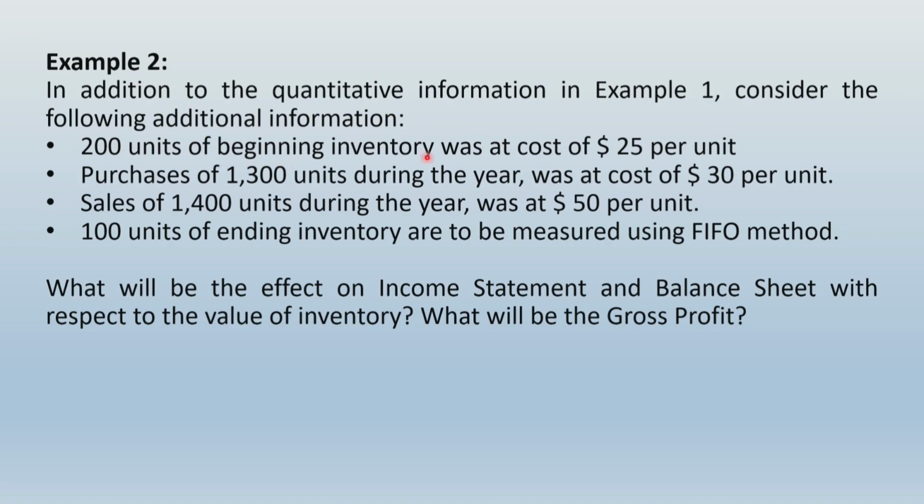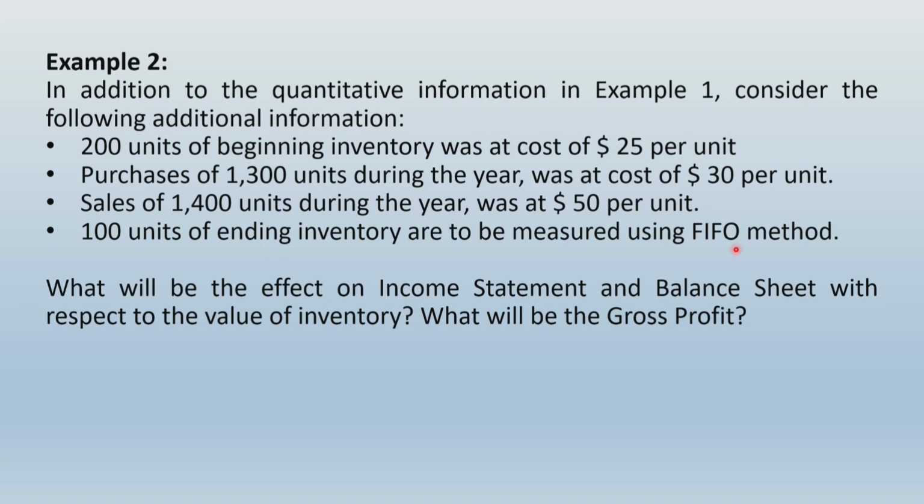200 units of beginning inventory was at cost of $25 per unit. Purchase of 1,300 units during the year was at cost of $30 per unit. Sales of 1,400 units during the year was at $50 per unit. 100 units of ending inventory are to be measured using FIFO method.